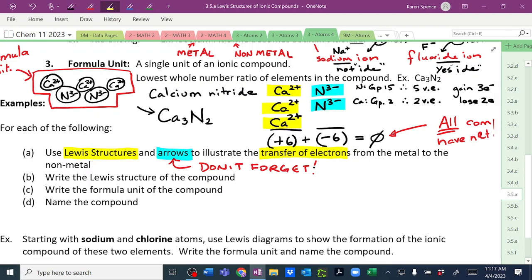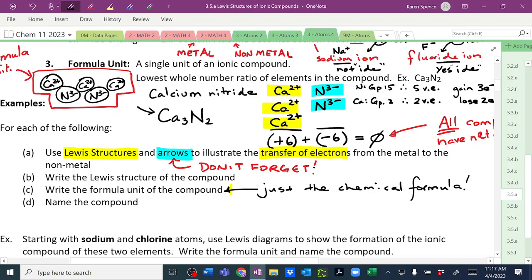And then once we've done that, then we will write the Lewis structure of the compound. Finally, we're going to draw a formula unit. We're going to write the formula unit, which is basically just the chemical formula. And then we're going to name the compound.